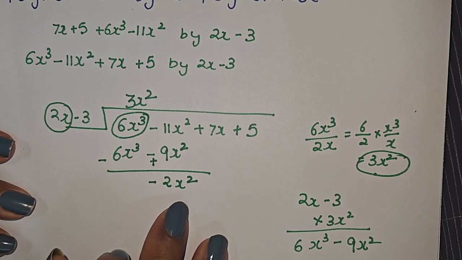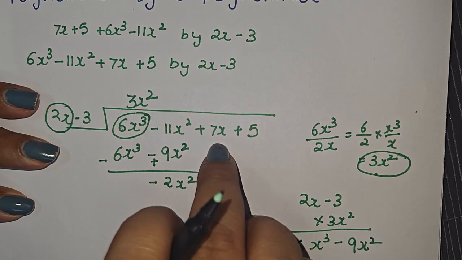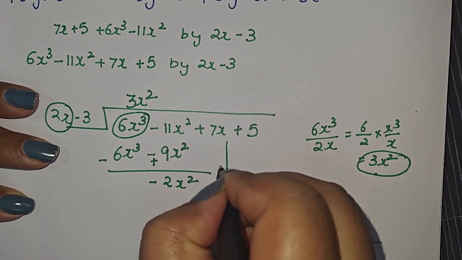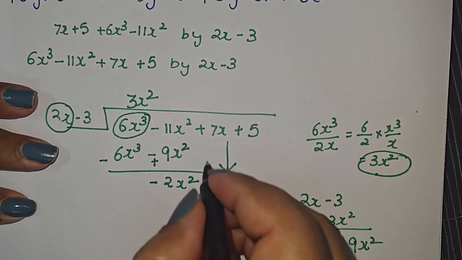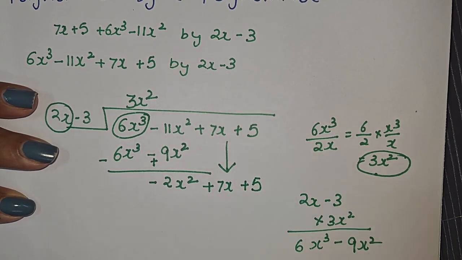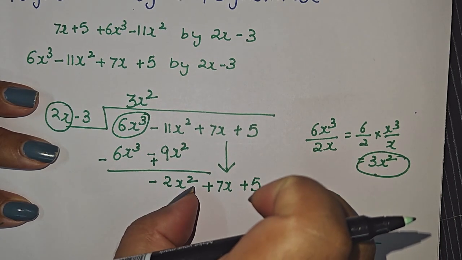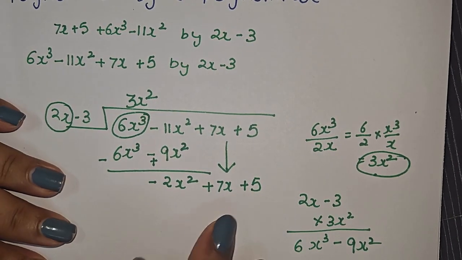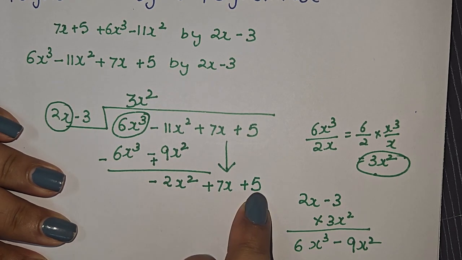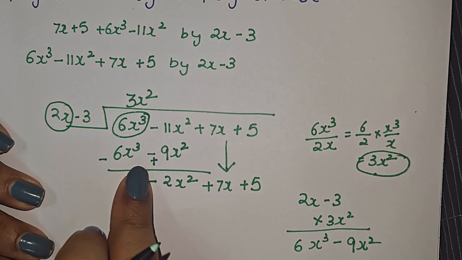Understood? Now what we will do is, whatever is remaining here, we will bring the whole thing down with the signs. So we have plus 7x plus 5. We have brought this whole thing down. Now your new dividend is this. We have to again repeat the steps.